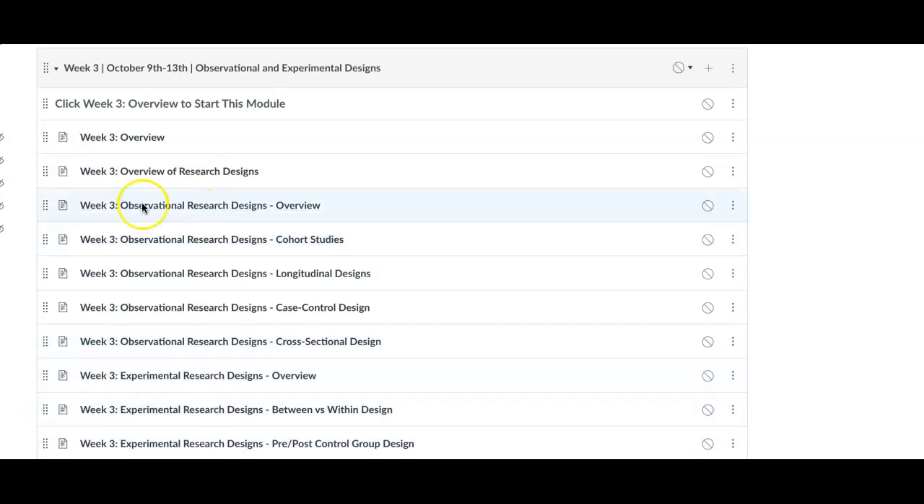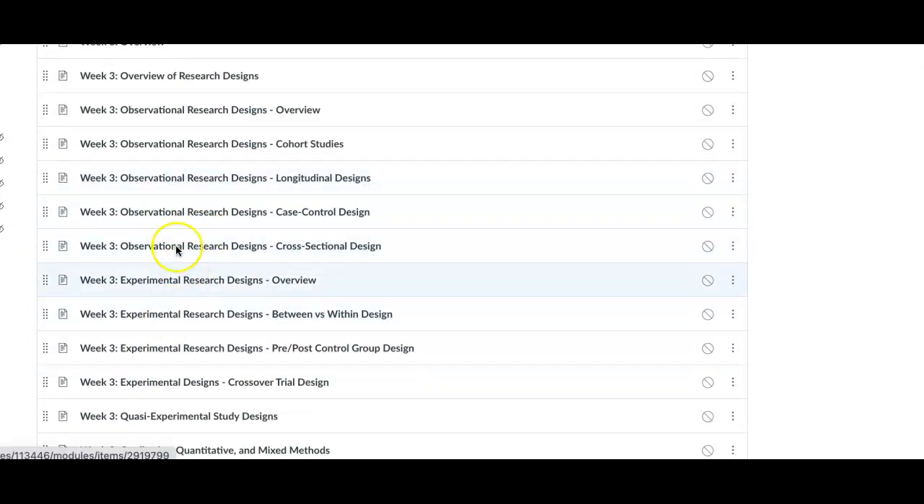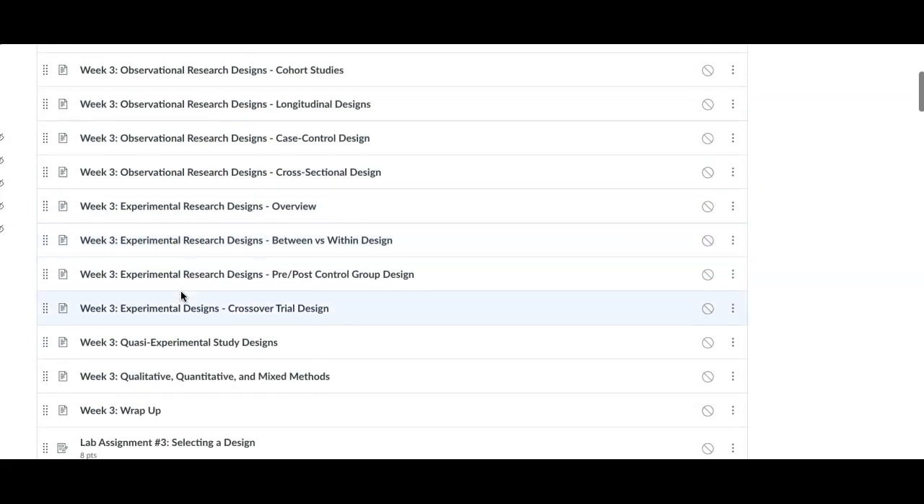Again, you're going to be going over the different kinds of research designs. You're going to learn about observational research designs. We're also going to cover experimental designs, and then we're also going to touch on qualitative research. We're going to cover that in more detail later on in the quarter, but you'll learn just a little bit about that in this module.